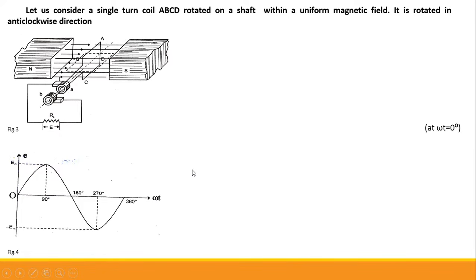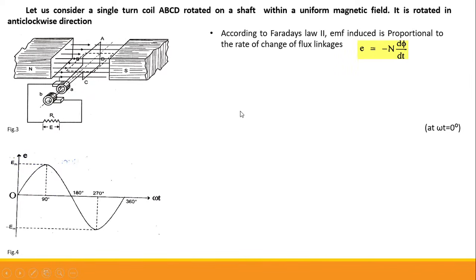Right. Let us explain about the theoretical part of the DC generator. Here we consider a single turn coil ABCD. According to Faraday's law 2. What is Faraday's law 2? EMF induced is proportional to the rate of change of flux linkages. It is Faraday's law 2. That means E is equal to minus N d phi by dt.